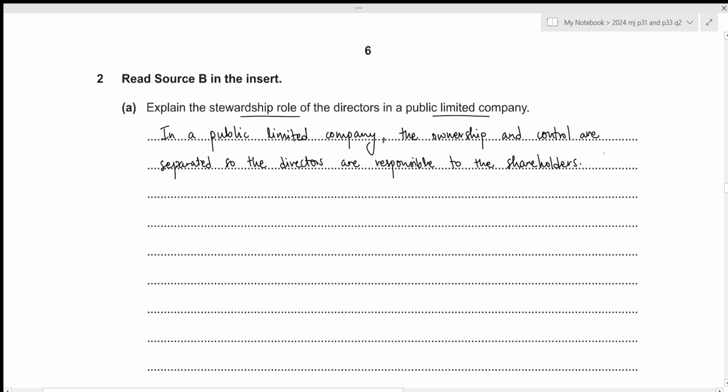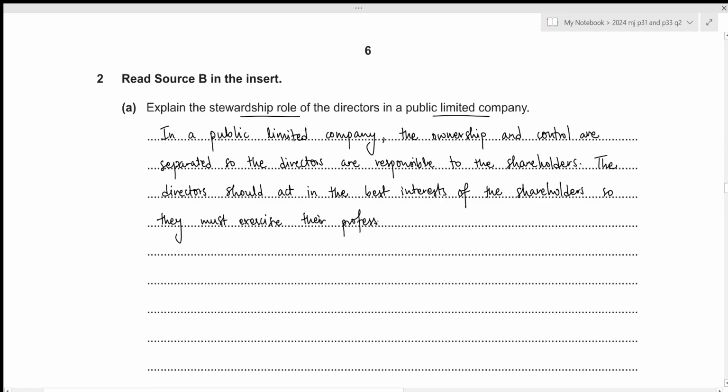Let's write it down. The directors should act in the best interest of the shareholders, so they must exercise their professionalism and integrity and avoid any conflict of interests.